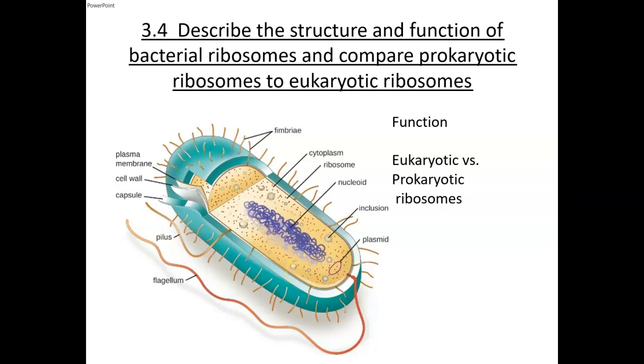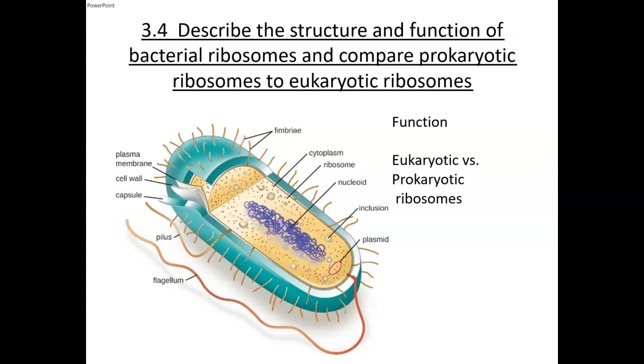You might remember some of them are on the endoplasmic reticulum, and it's called rough ER when they have lots of ribosomes. But when you look at this cell, you're like, ooh, there's lots and lots of ribosomes, even in a small bacterial cell. So they must be pretty important. Do you remember the function? Ribosomes are the site of protein synthesis.